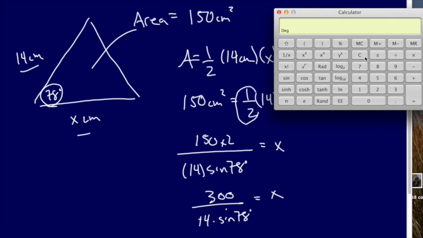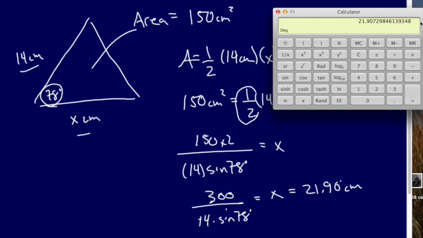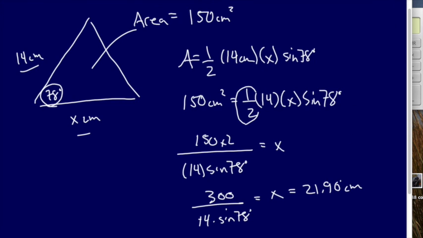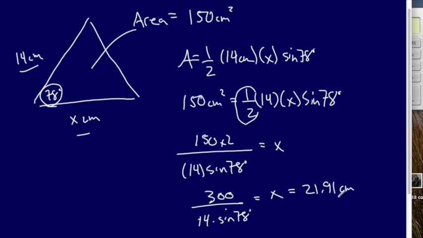So I go over to my calculator, I put this in, I say 300 divided by, make sure you put a bracket here because we need to multiply 14 by sine of 78. So 14 times sine 78, and that will give me 21.91. So I know that my x is equal to 21.91 centimeters. Sorry about that, I misspoke a moment ago. It should be 21.91 because we're rounding to 2 decimal places here.